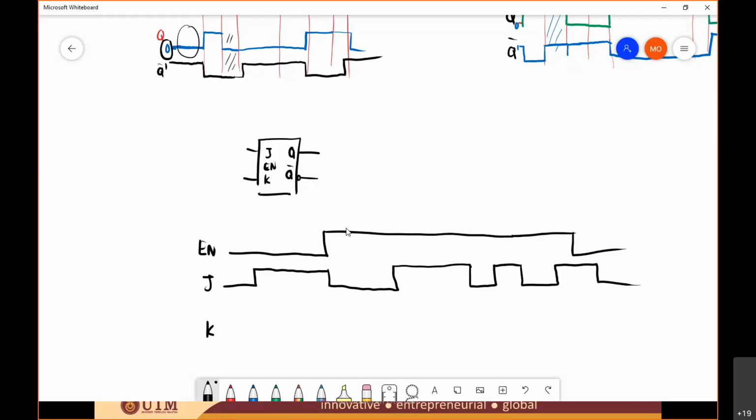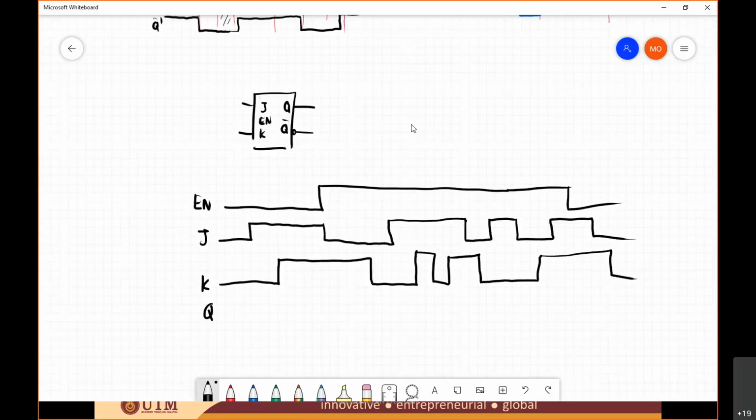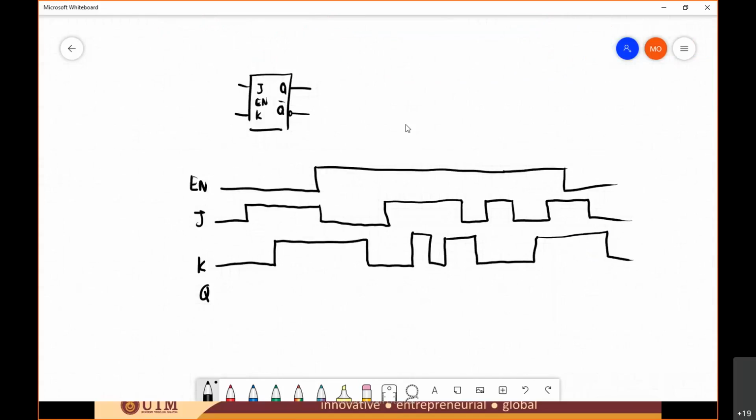Okay, and then K is something like this. Then you need to find out what is the Q and Q bar punya outputs. Okay, lukiskan Q and Q bar based on this timing diagram. So mula-mula kita tandakan dulu kita punya enable. So this is your enable.